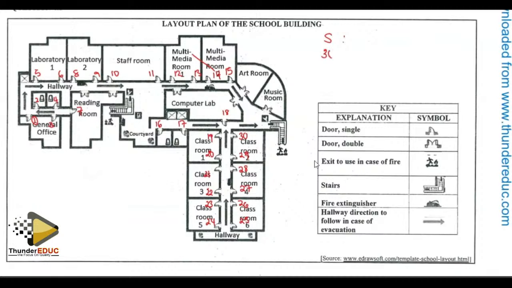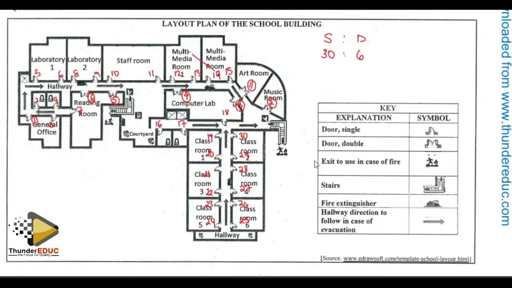What about the double doors? The double doors are these ones here. We have 1, 2, 3, 4, 5, 6. We have 6 double doors. 6 double doors. So 30 is to 6.